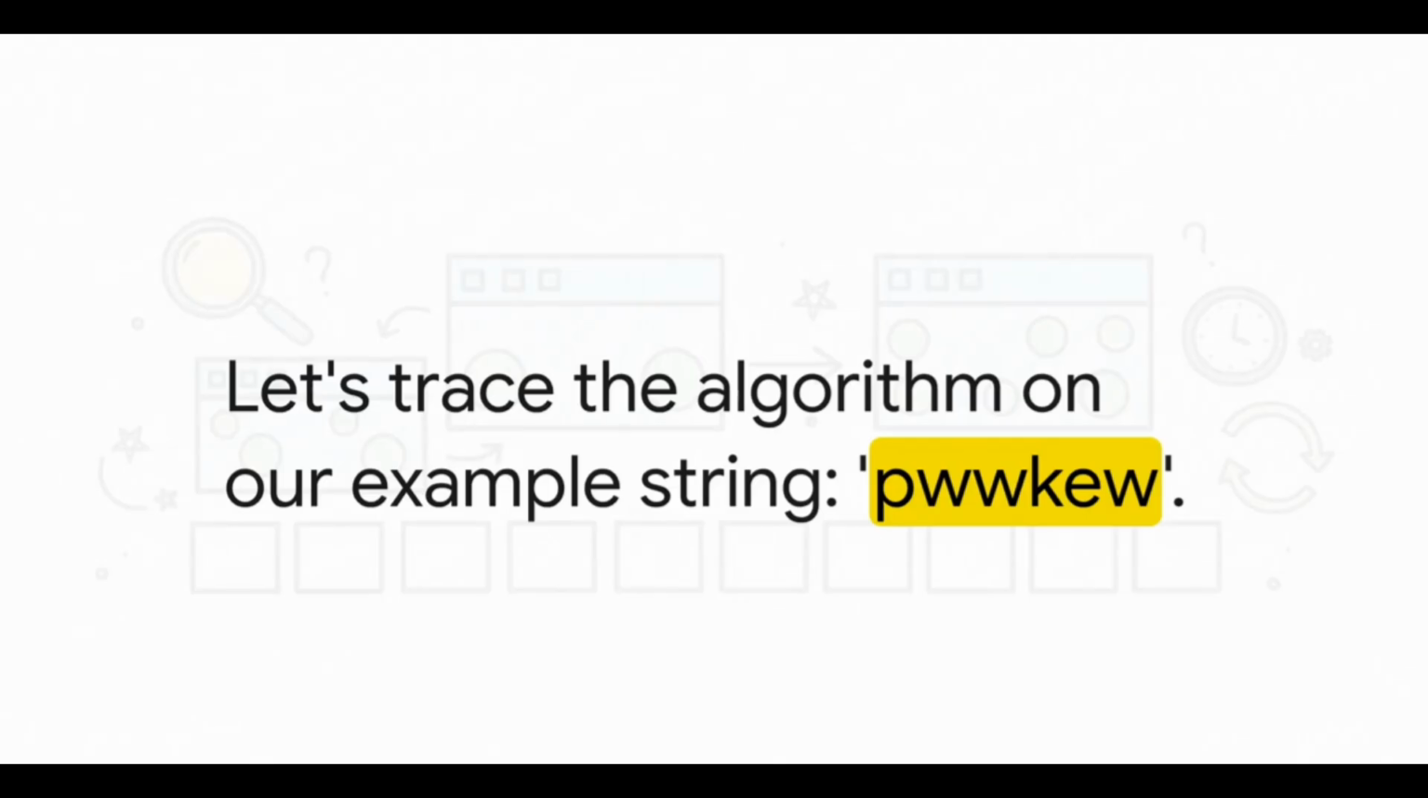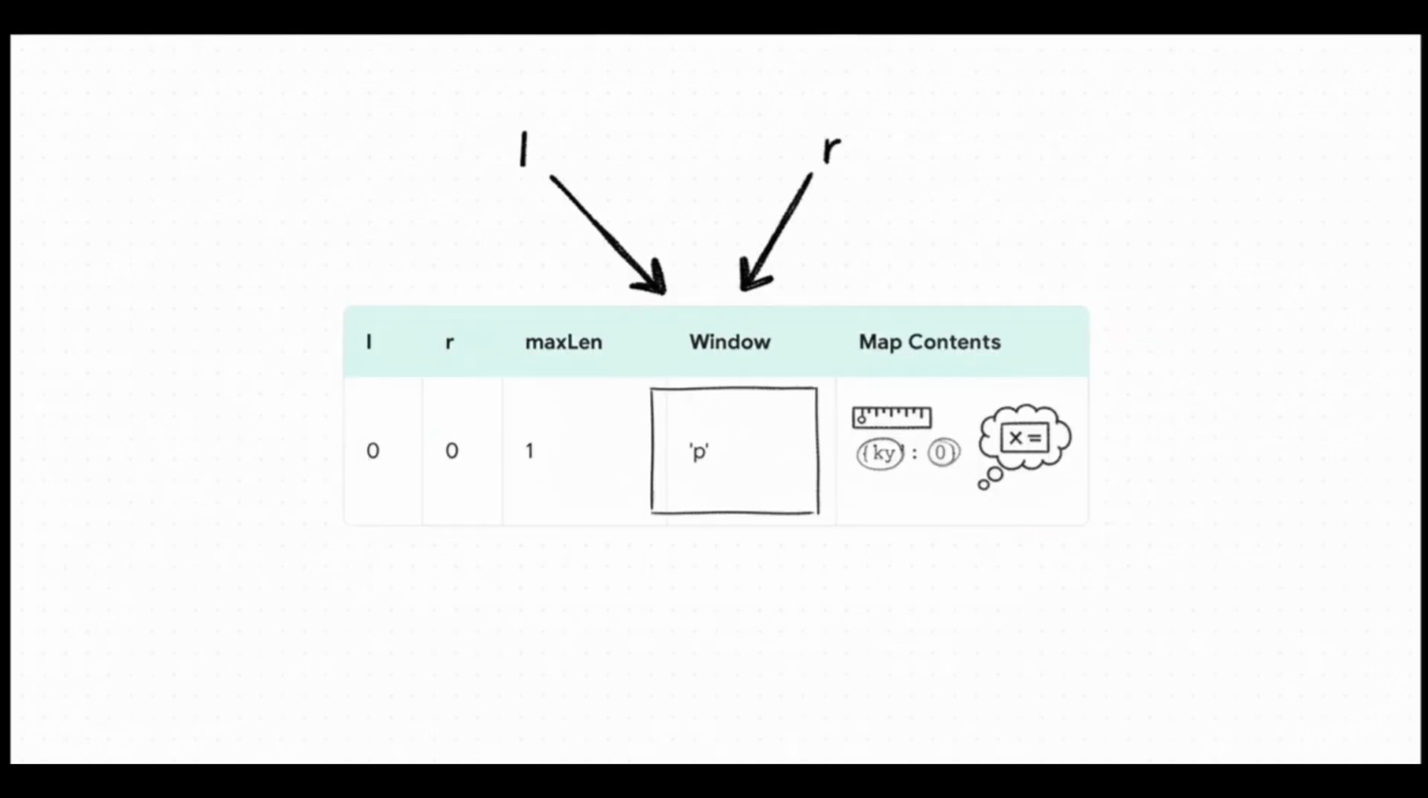All right, enough talk, let's really get into it. We're going to trace the code step by step using our original example string, pwwkew. We're going to watch exactly how our pointers, our window, and our character memory all work together to solve this thing. Okay, so we start with both pointers right at the beginning, at index 0.